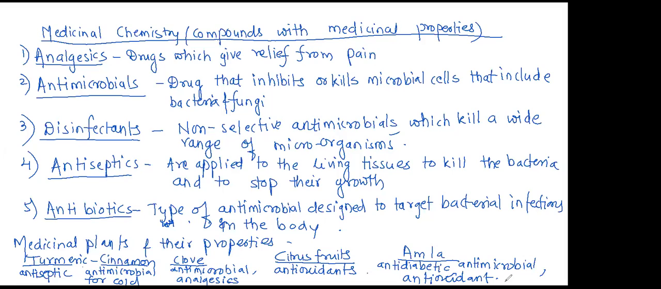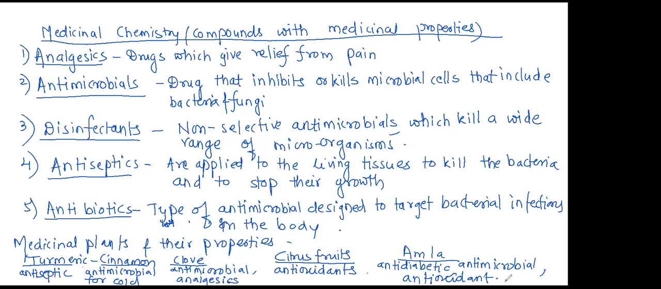Disinfectant is like Dettol. What is the difference between a disinfectant and an antiseptic? A disinfectant is very harsh, the chemicals are harsh, so it is applied on non-living parts. On surfaces and floors we use disinfectant, but we cannot use it on living tissue. Disinfectants like phenol and Lysol, which we use on the floor, are non-selective and kill a wide range of microorganisms when applied on non-living parts.